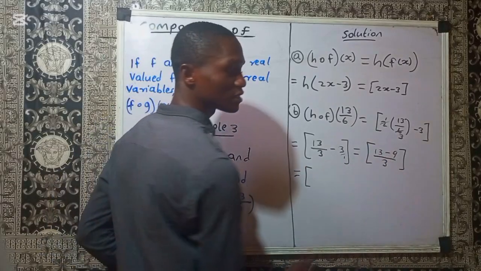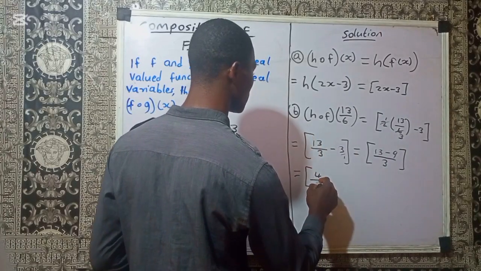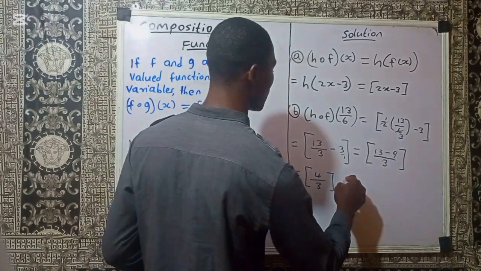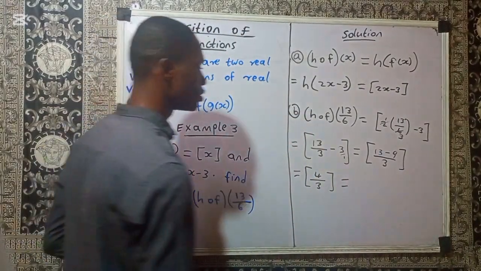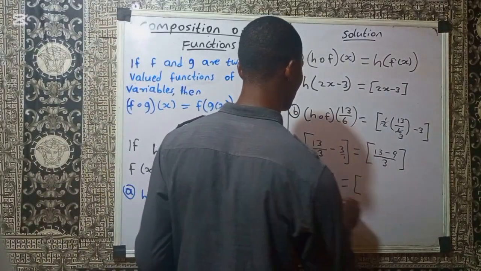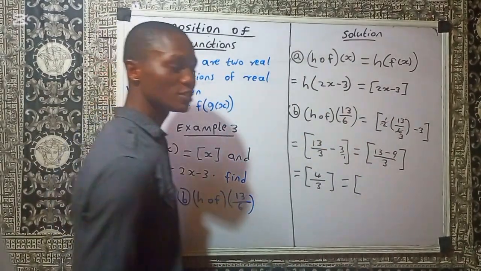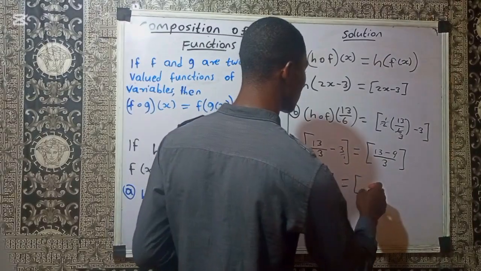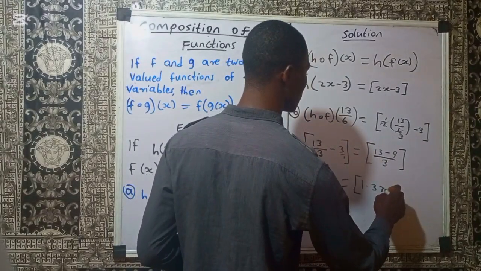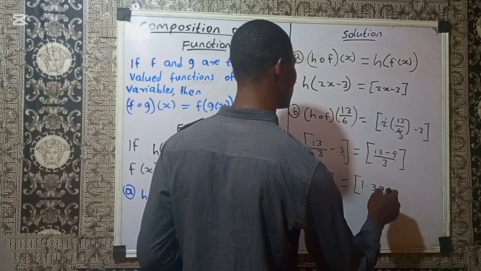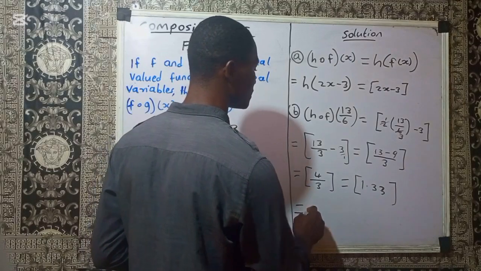So 13 minus 9 will give you 4 over 3, all inside the greatest integer function. So you convert this fraction to decimal. If you put it in your calculator, this will give you 1.33 something. So 1.33, I can leave it in 2 decimal places. 1.33, all inside the greatest integer function.